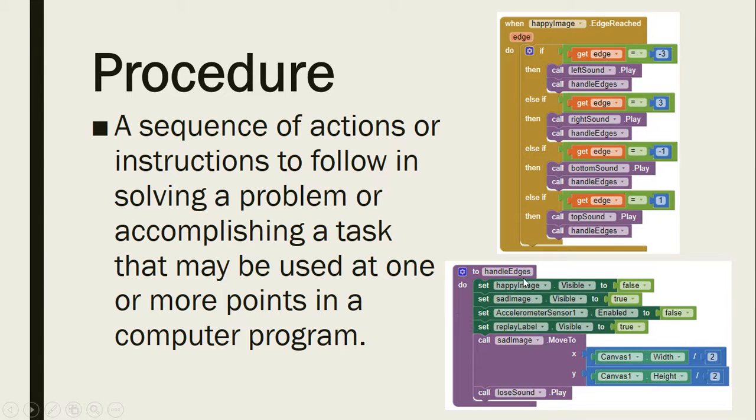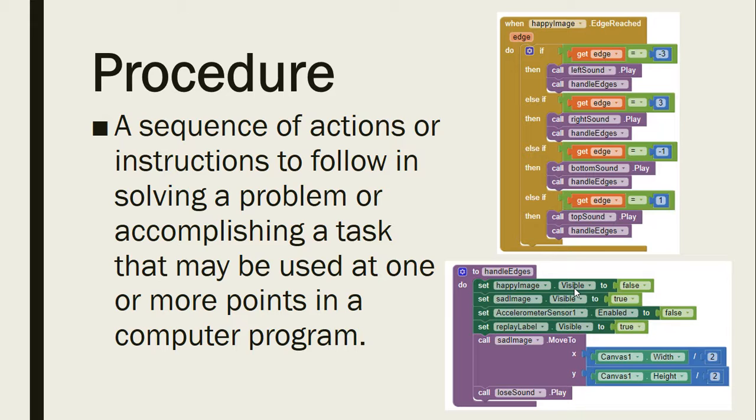It's sort of purple, and you give it a name. In this case, it was the handle edges. Basically, anytime it hits the edges, we want all of these things to happen. So for example, we say, hey, make the happy image visible, false. So we made it invisible. Set the sad image visible, true.